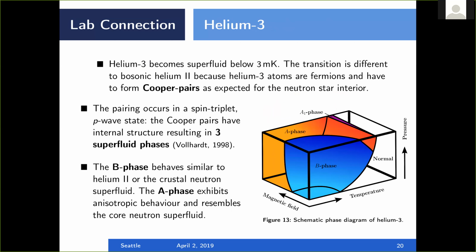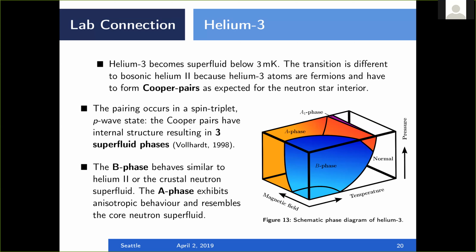So one system that we could maybe use to learn more about the interfaces is Helium-3, which becomes a superconducting superfluid at something like 3 millikelvins, and is also undergoing transitions by Cooper pairing, so it's a Fermionic system. And because of the internal structure of the Cooper pairs, there are very distinct superfluid phases as a function of magnetic field, temperature, and pressure. So there's the B phase, which is very similar to Helium-2 or the crustal neutrons, and there is the A phase, which has very anisotropic behavior and is essentially similar to the core neutron superfluid.